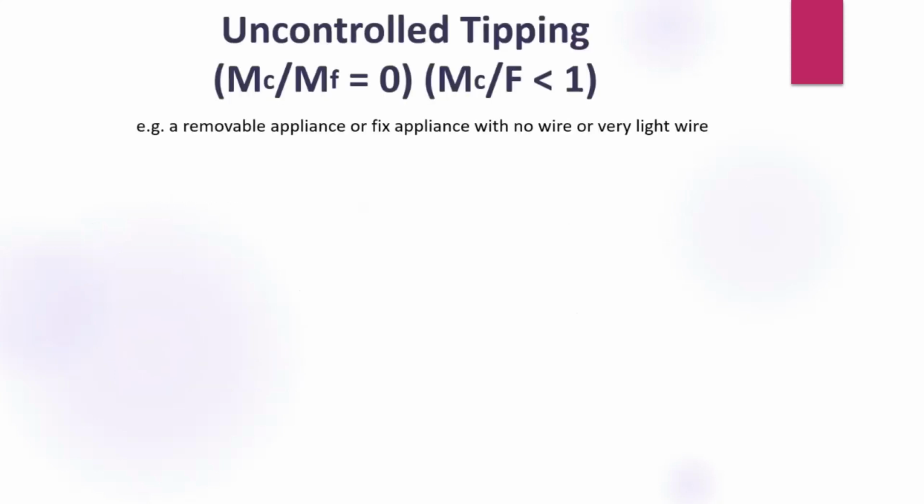The first example is uncontrolled tipping, where moment of couple to moment of force is equal to 0, while moment of couple to force is less than 1. This happens when we use our removable appliance for canine retraction, or we are retracting the canine without any wire, or we are using a very light wire.